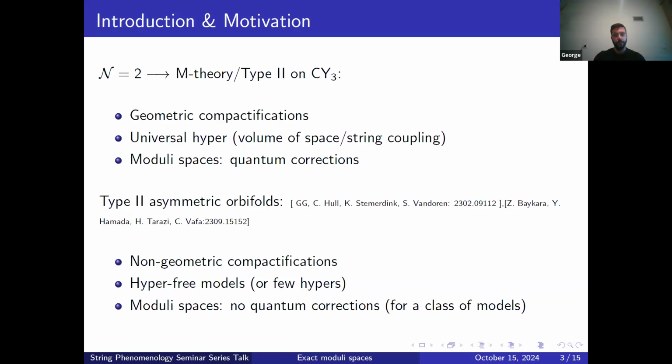Now, another way to obtain models with 8 supercharges is by using asymmetric orbifolds, and this was recently also revisited in the literature. These are examples of non-geometric compactifications, and also there are examples with no massless hypermultiplets in the spectrum. My aim today is to argue that there exists at least a class of models in these asymmetric orbifolds where the moduli spaces are classically exact, so the metric receives no quantum corrections.